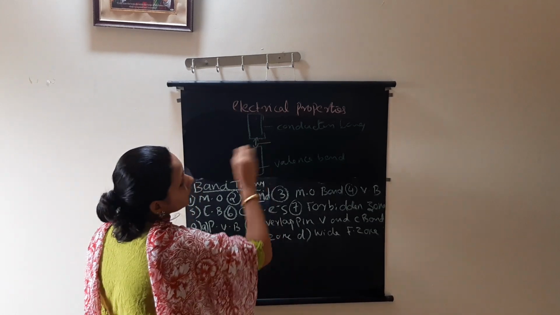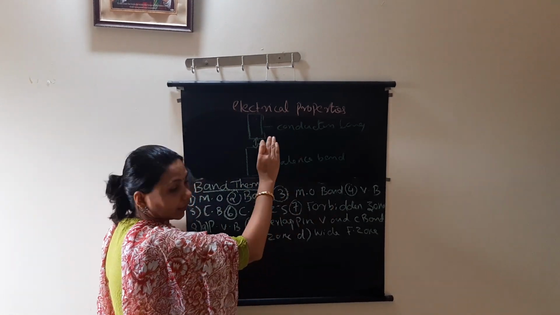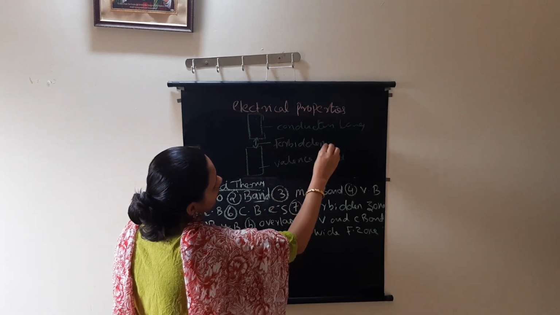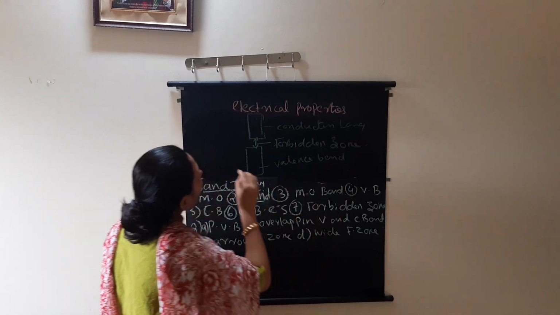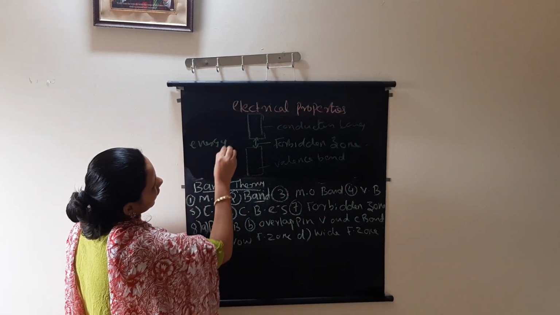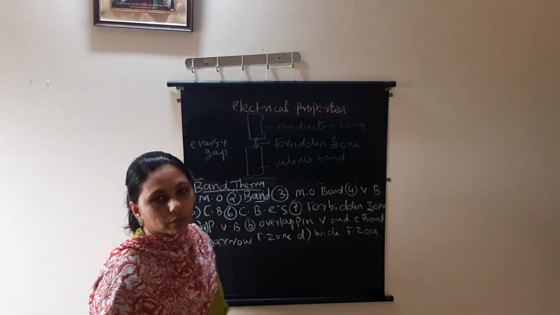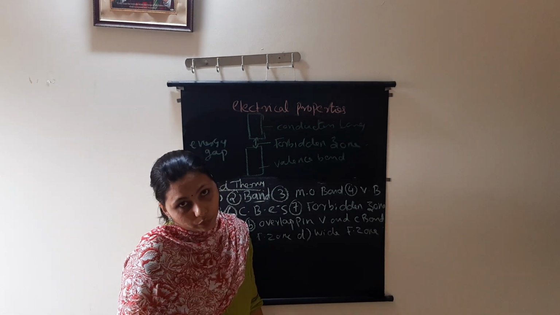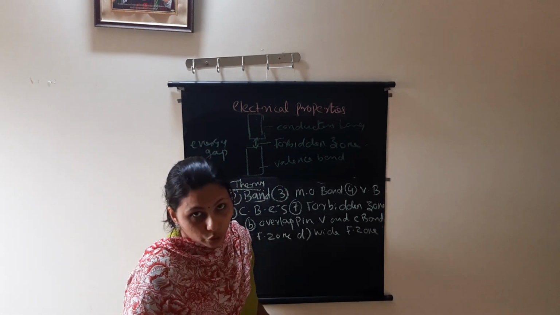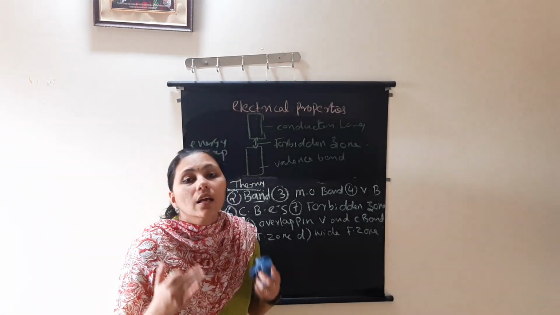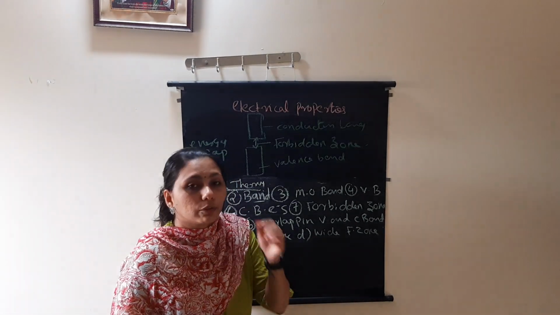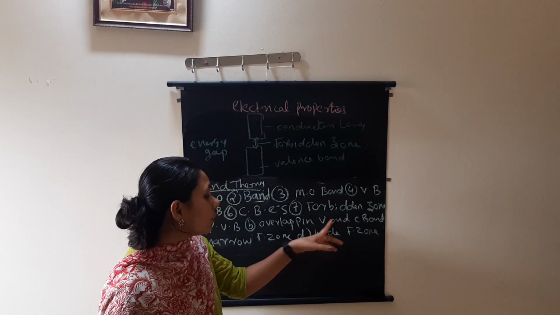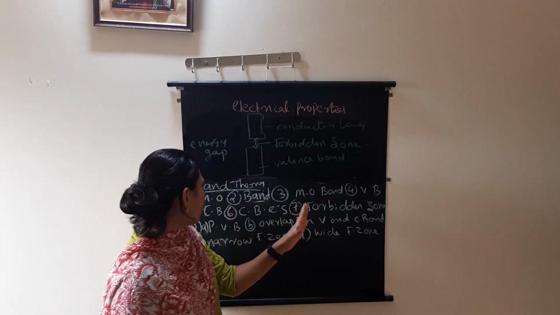The gap between this valence band and conduction band is known as the forbidden zone or energy gap. So what is the forbidden zone or energy gap? It is the gap, or energy separation, between the conduction band and the valence band. Clear? That is the seventh postulate.